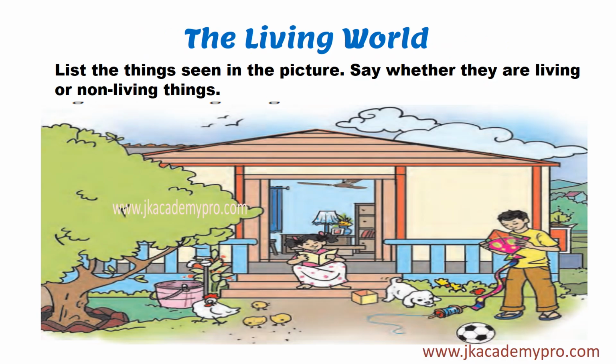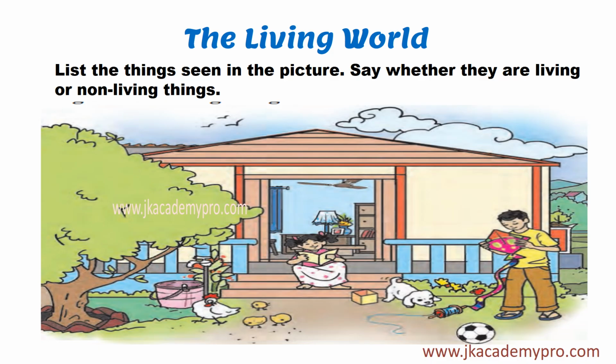Now, look at this picture. I want you to draw two columns in your notebook and mark them as living thing and non-living thing. Now, see the picture carefully and list down all those things that you see. If you find that it is living, then put it in the living thing column. And if it is a non-living thing, then put it in the non-living thing column. Now, what do you notice? What are the similarities or differences between the two?